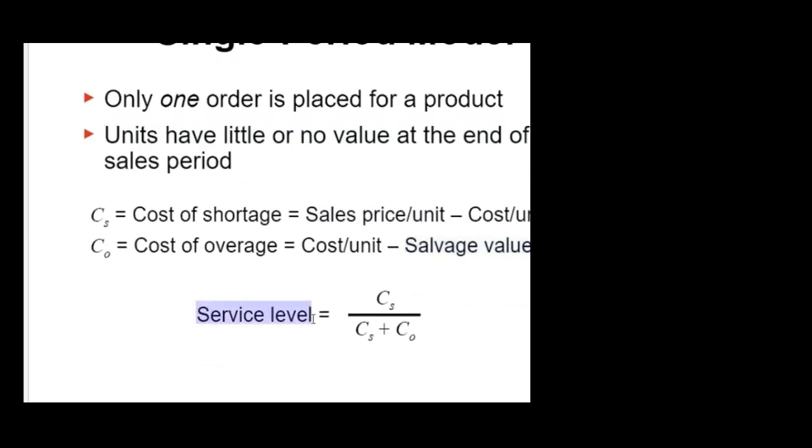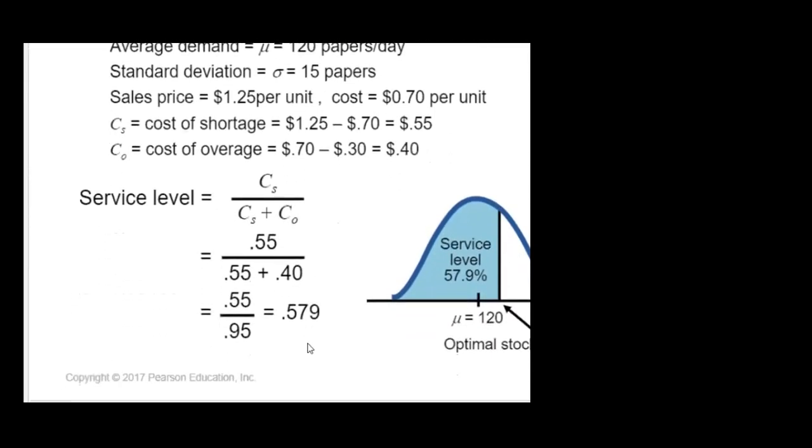So the service level that we just talked about is calculated as the CS, cost of shortage, divided by the sum of cost of shortage and cost of overage. So it's a very simple formula. Let's see an example here. Let's say average demand is 120 papers per day with a standard deviation of 15 papers. And the selling price is $1.25 per unit with a cost of 70 cents per unit. Now we can easily calculate the CS and CO. So CS is 1.25 minus 0.70, and CO, the overage, is 0.70 minus 0.3. And 0.3 is given to you as the salvage value for your item.